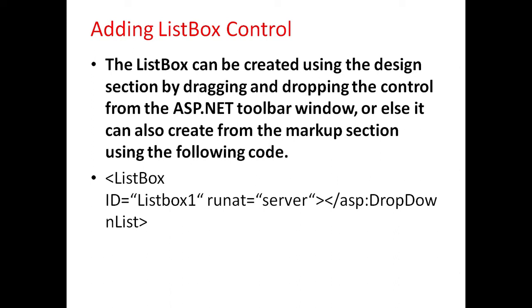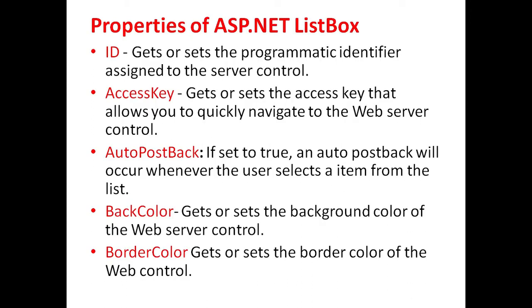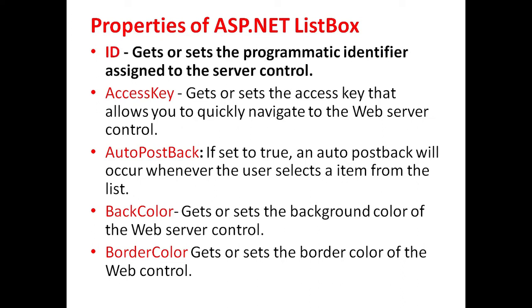The ListBox control can be created using the design section by dragging and dropping the control from the ASP.NET toolbar window, or it can also be created from the markup section using the following code: ListBox, its ID and runat="server". Different properties of ASP.NET ListBox controls are ID, which is used to get or set the programmatic identifier assigned to the server control.